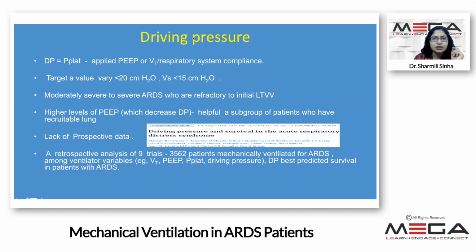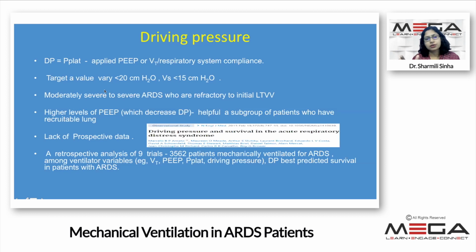So what is driving pressure now? This is a new concept, published in 2015, I believe, as a retrospective analysis of a study which was already conducted by Amato et al. It is simply the difference of plateau pressure minus the applied PEEP. What is the target value? We try to keep it less than 20 centimeters of water, or some groups say keep it less than 15 centimeters of water. So if the plateau pressure is say 30 and applied PEEP is 10, then your driving pressure will be around 20.